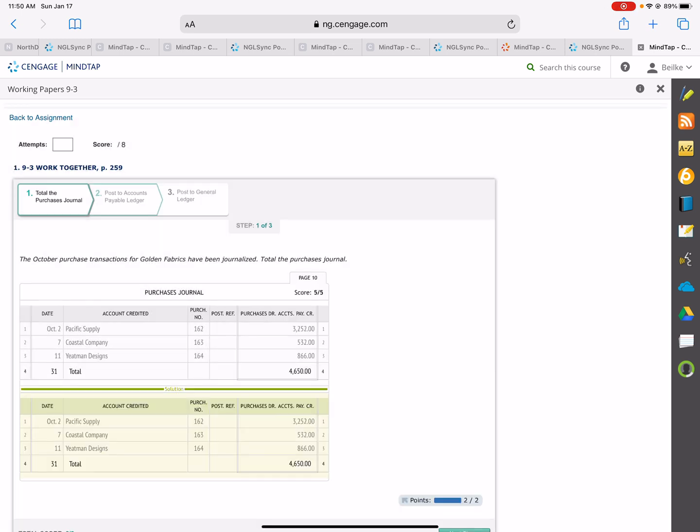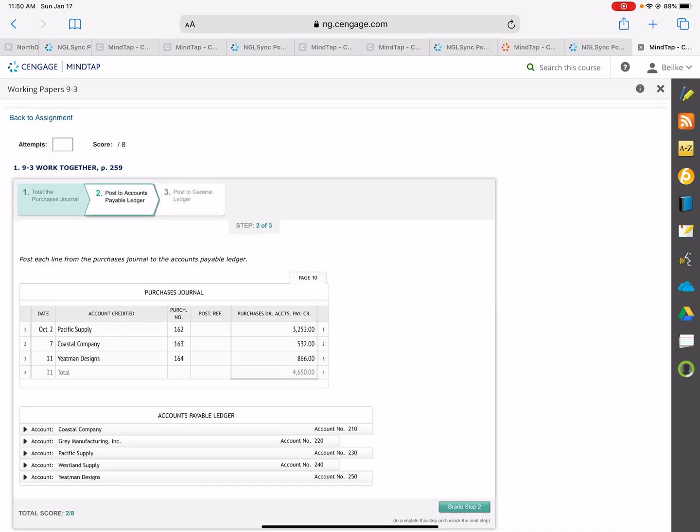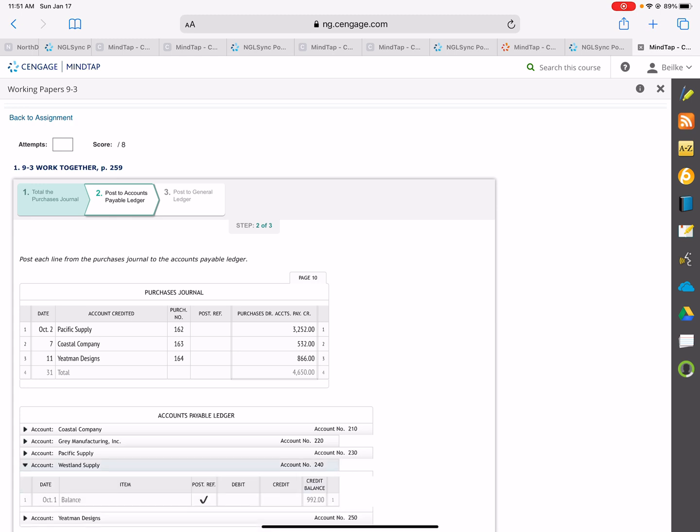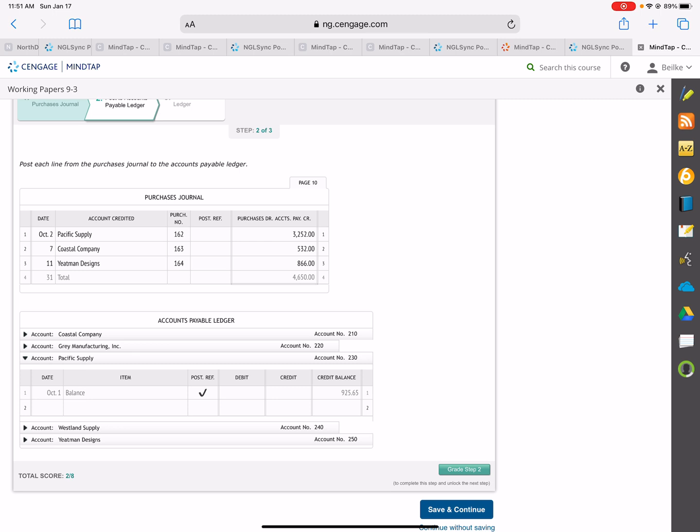Okay, going on to step 2, which is called Post to Accounts Payable Ledger. We're going to take the 3 items that we have credited to our vendors and post them to their accounts. So our first one is Pacific Supply. So we're going to go to Pacific Supply down there and then we'll go through the steps required for posting.